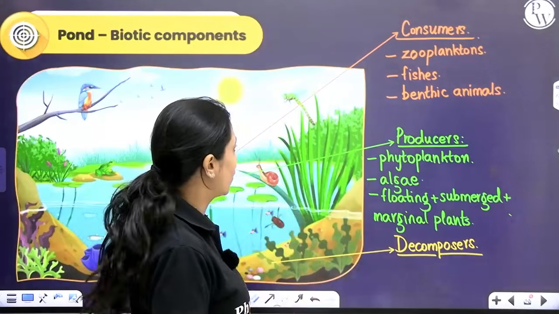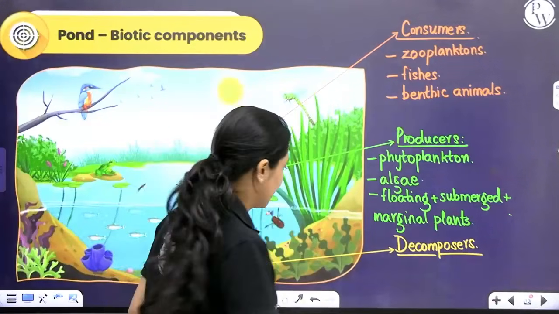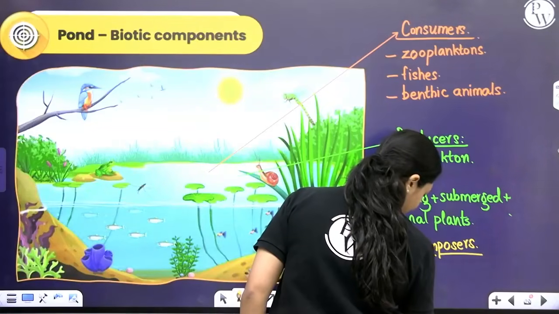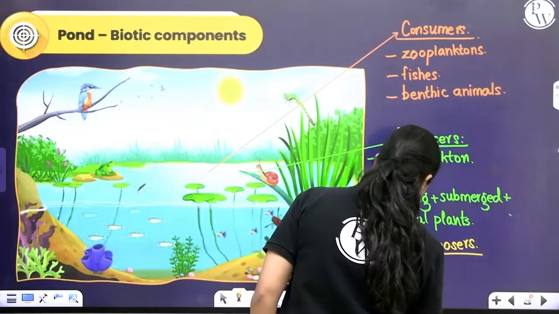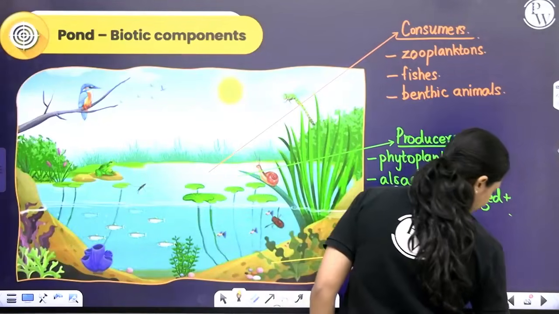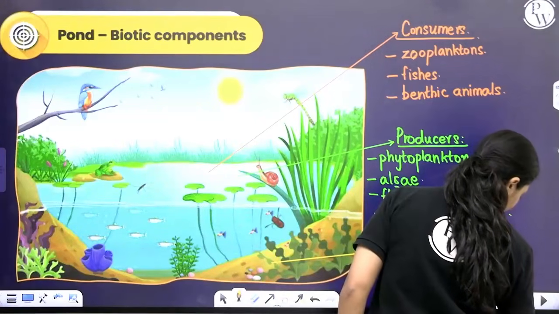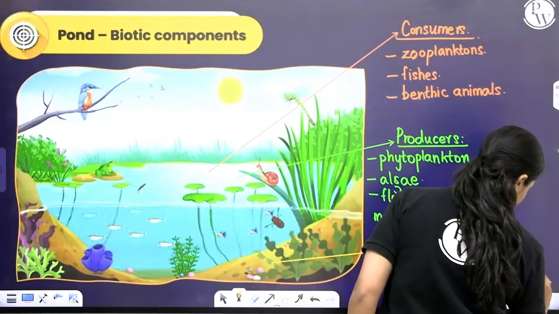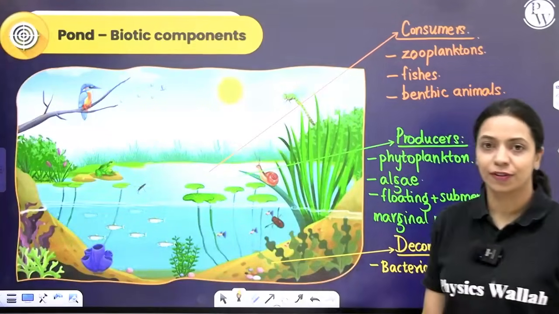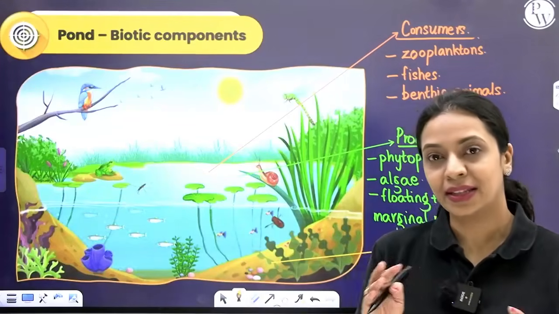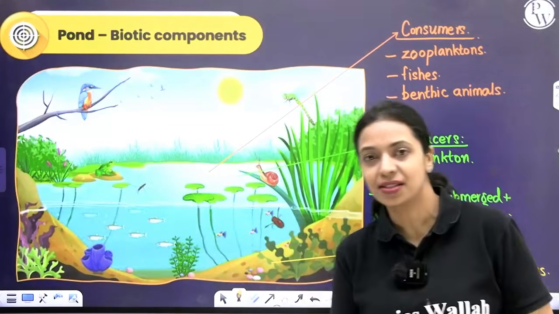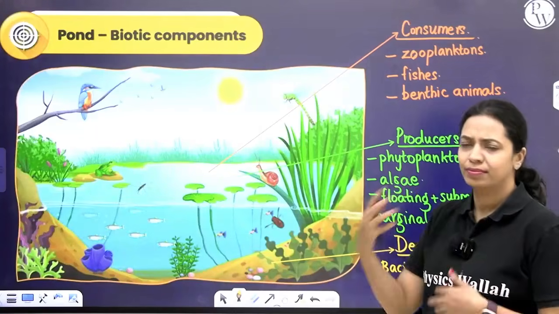Okay, what are these decomposers? They are your bacteria, fungi, and certain flagellates. Okay, they will be present at the bottom of the water body. Now, in just this one small ecosystem, we can see how all of these functional aspects are playing a role.